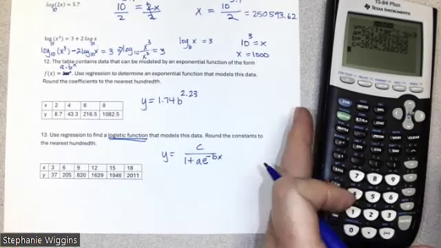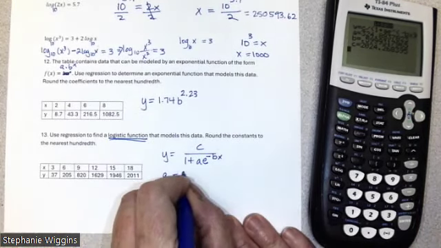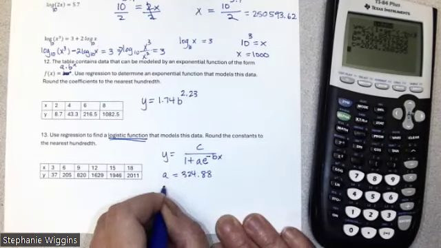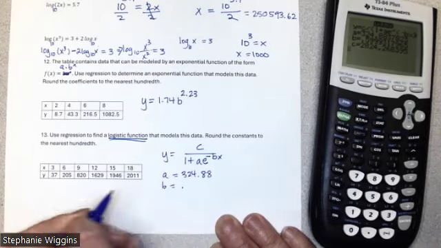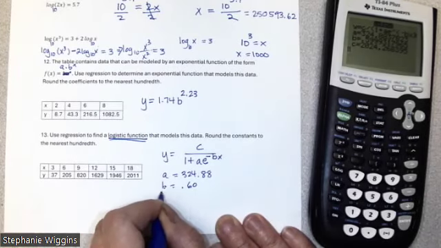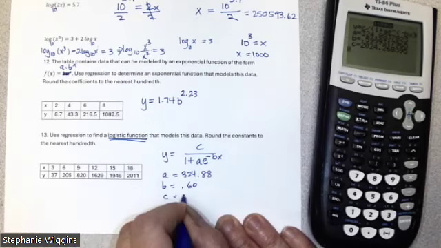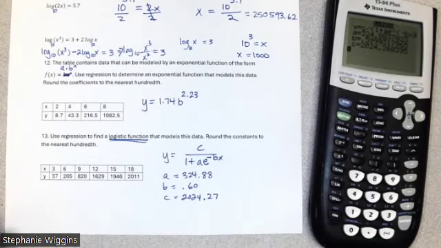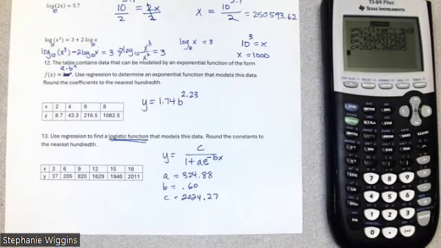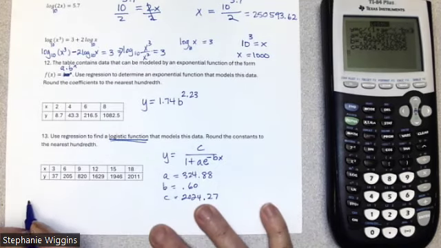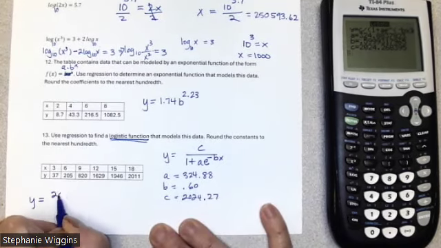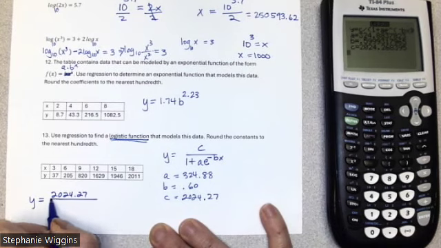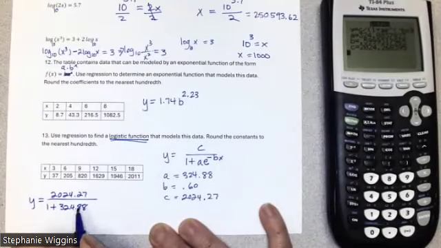And we're given that a equals 324.88. b is, I'm going to round it, so it's 0.60 if you round it to the hundredths place, and c is 2024.27. So those are your constants. And if you want to go ahead and plug them in, your model is y equals 2024.27 divided by 1 plus 324.88 e to the minus 0.6x.